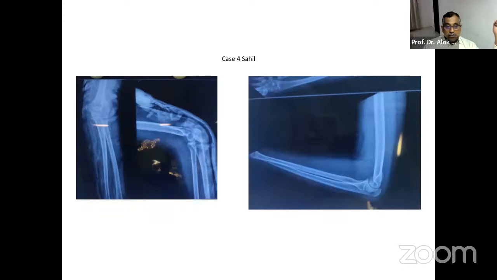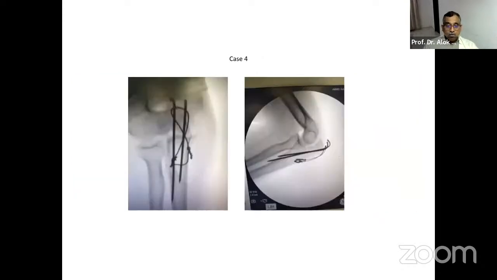Yet another case you can see, there is a fracture of the olecranon, and being the simplest fracture, it will be fixed in emergency by a beautiful tension band wiring, and it will unite. Problems I have already told you.